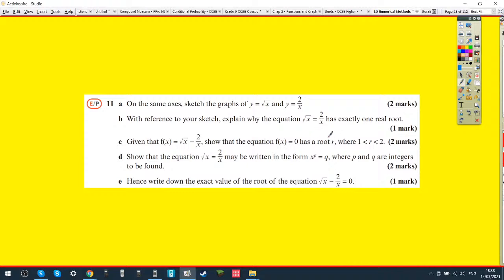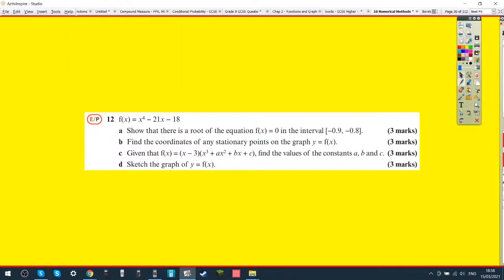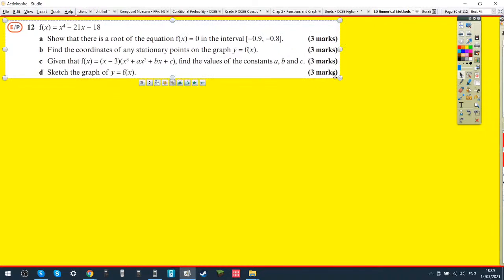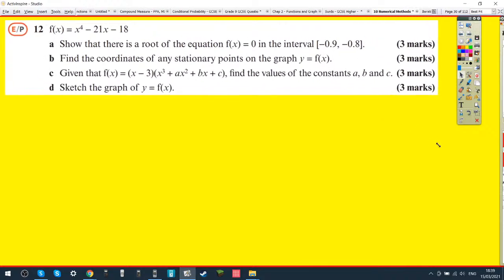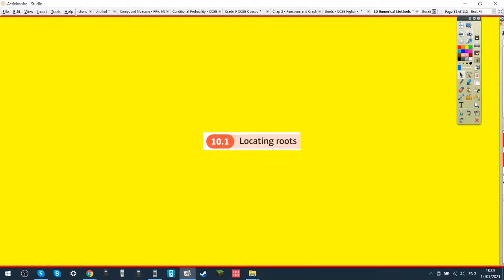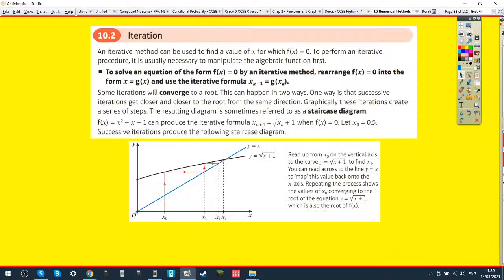Given that, show that the equation has a root. I'm not bothering with that. X to the 4, show that there's a root in this interval. Find the coordinates of any. Given that, sketch the graph. I'm just going to see, is this worth anything? Given that, find the values. Oh, it's fine. Okay, that's locating roots. Okay, iteration.